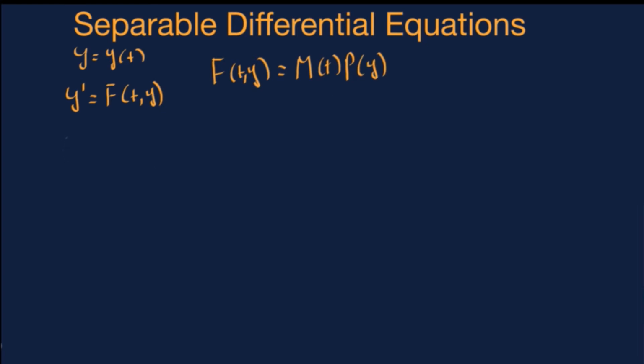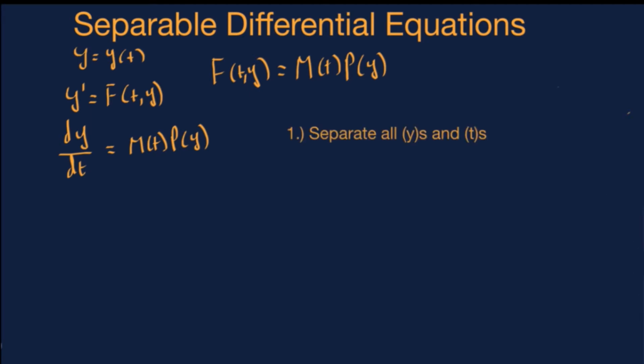And so our equation becomes the derivative of y, and we'll use the Leibniz notation here, is equal to m of t times p of y. So this equation can be considered a separable differential equation. And the first step of solving such an equation is to separate the function of y from the function of t. And to do that here, we can divide both sides by p of y, which is the same thing as multiplying by 1 over p of y.